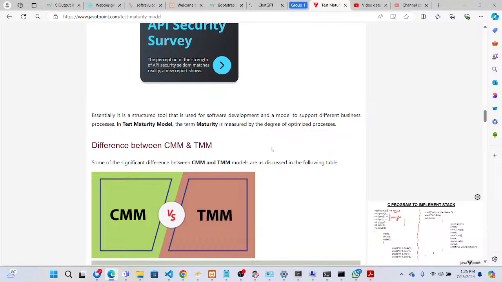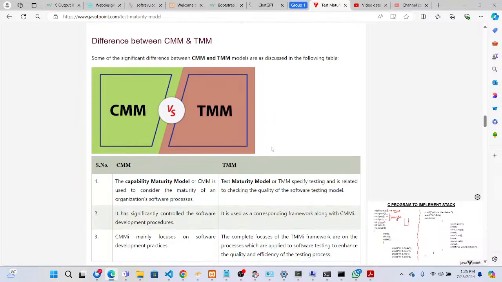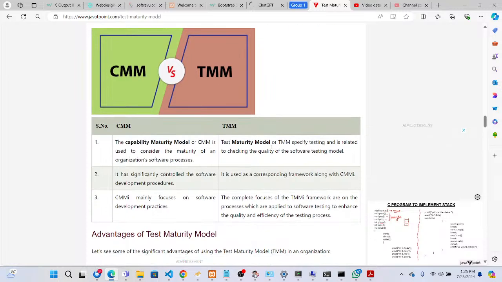So what is the difference between CMM and TMM? CMM is used to consider the maturity of an organization's software process. Okay, TMM is related to checking the quality of the software testing model. It significantly controls the software development procedures. So it has a corresponding framework along with the CMM.